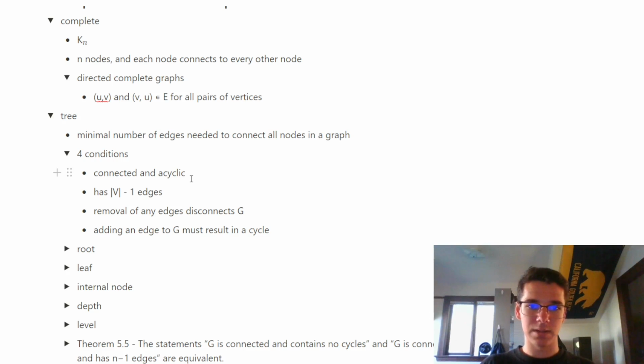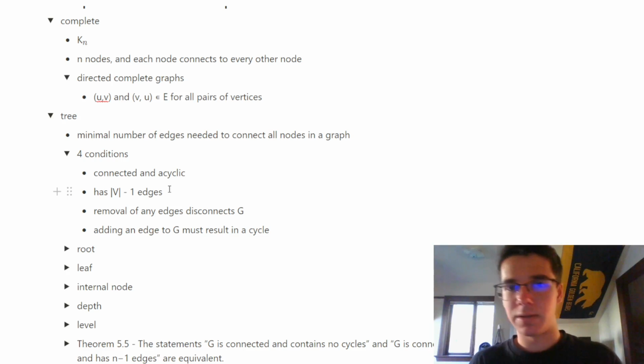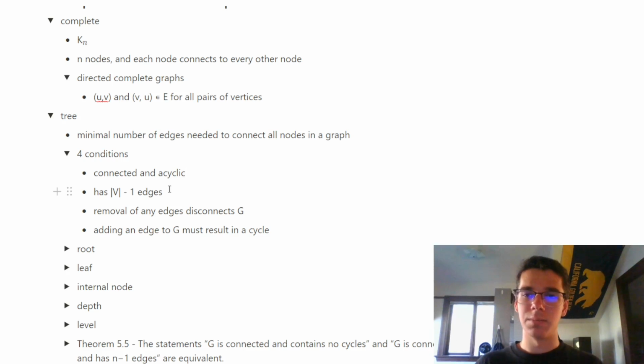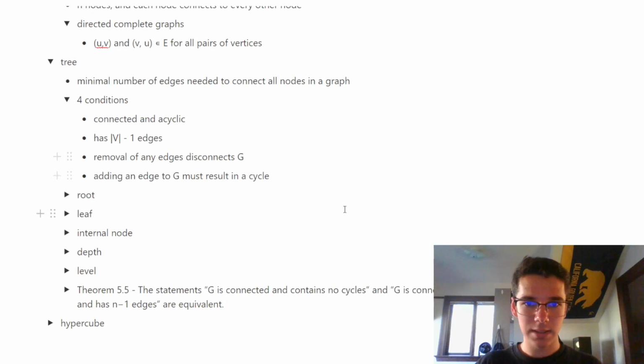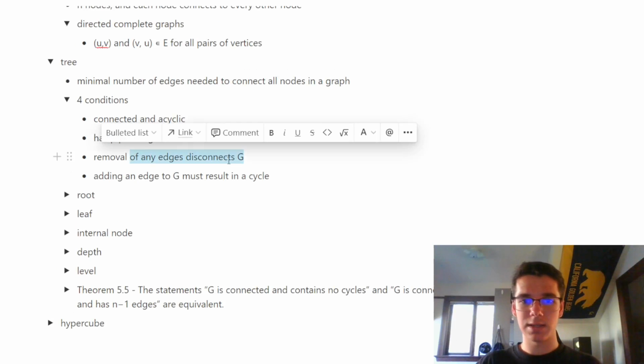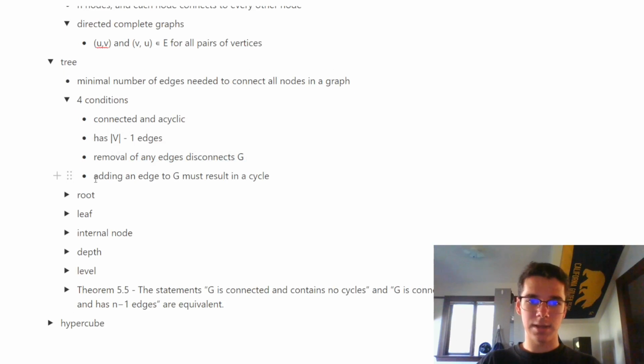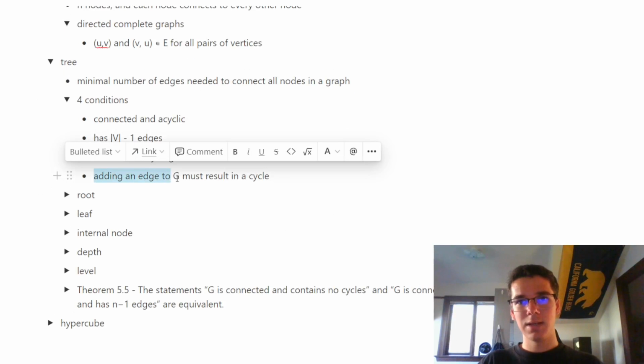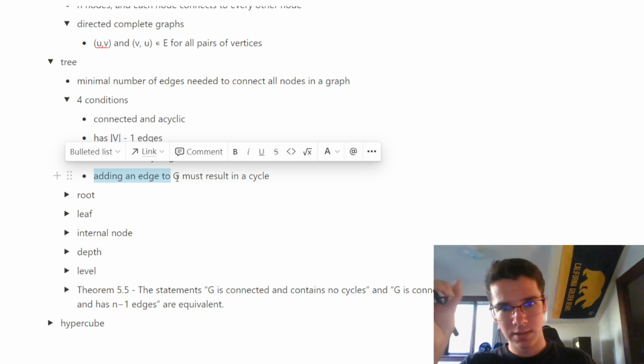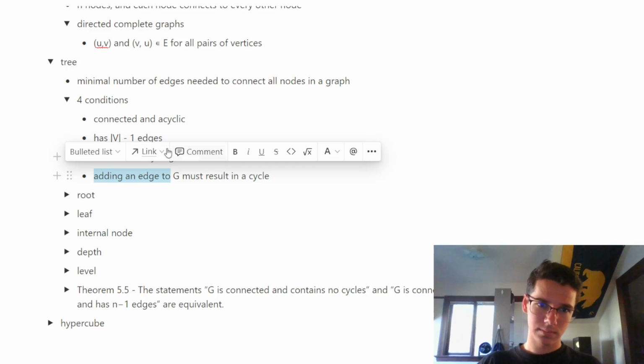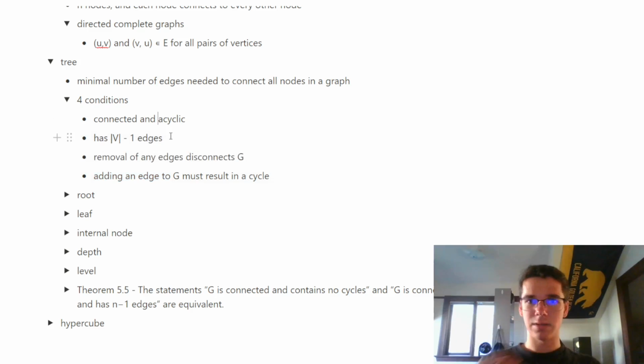That's just a condition of it being a tree. It has to have the number of vertices minus 1 edges. So again, a tree is the minimal number of connections needed to connect all of these vertices. And a removal of any edge disconnects G. And similarly, if you had to add an edge to G, that means you would have to go between 2 existing nodes in the tree, which would create a cycle. So these conditions all sort of overlap and kind of imply each other.